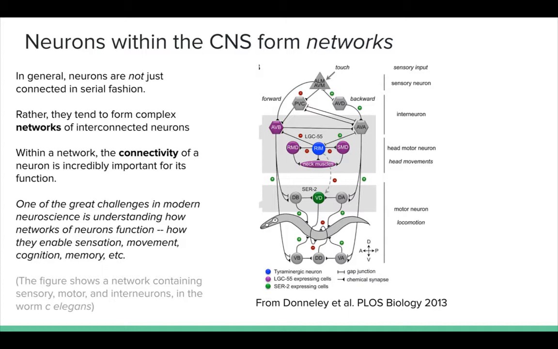So really, when you think of the central nervous system, when you think of the brain, and really this is any part of the brain, the cortex, the brainstem, even within the spinal cord, the neurons within them are connected to each other in networks, and those networks are dense and can have very complicated connectivity.